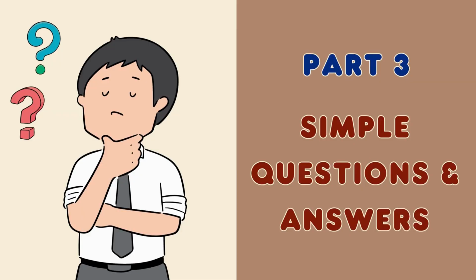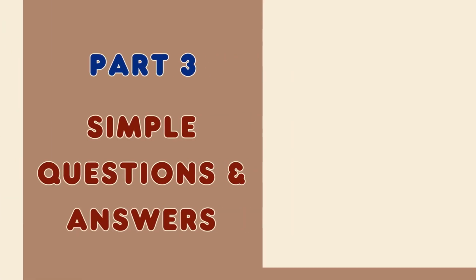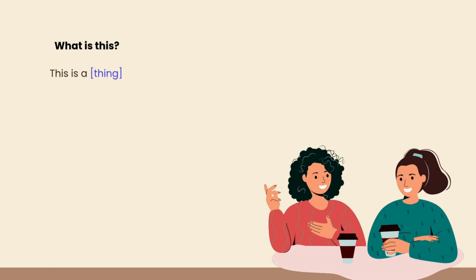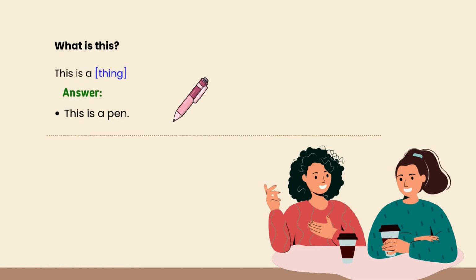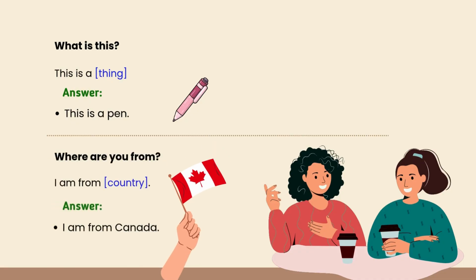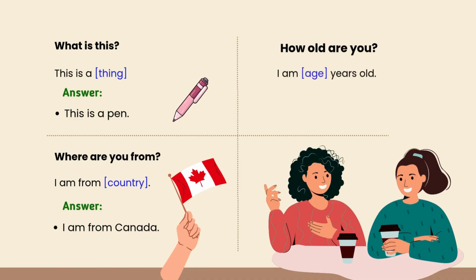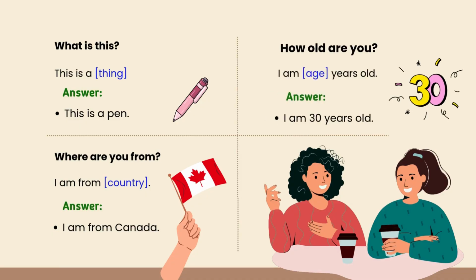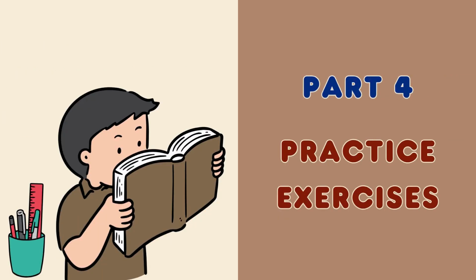Part 3. Simple questions and answers. What is this? This is a pen. Where are you from? I am from Canada. How old are you? I am 30 years old. Part 4. Practice exercises.